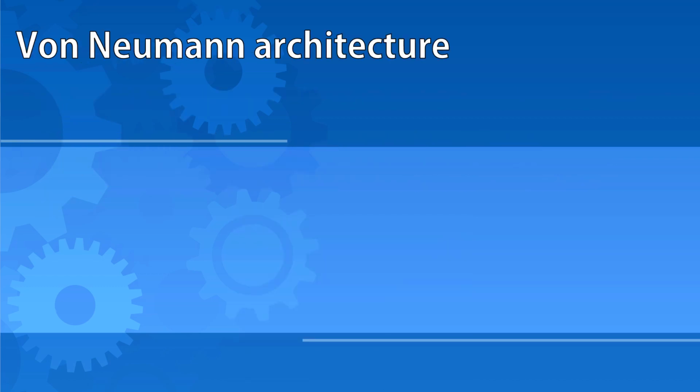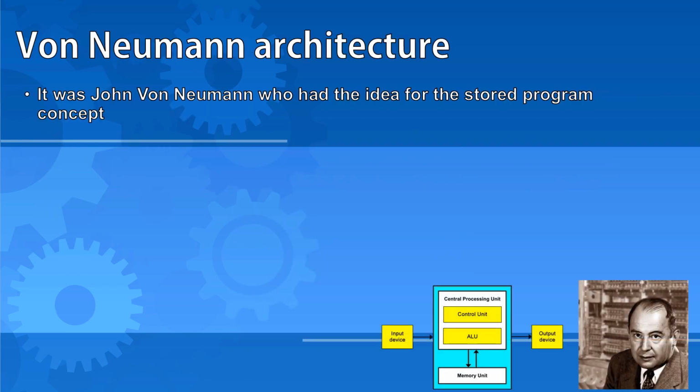It was the mathematician John von Neumann who had the idea for the stored program concept. This is the idea that a program can be electronically stored in binary number format in a memory device so that instructions could be modified by the computer as determined by intermediate computational results.